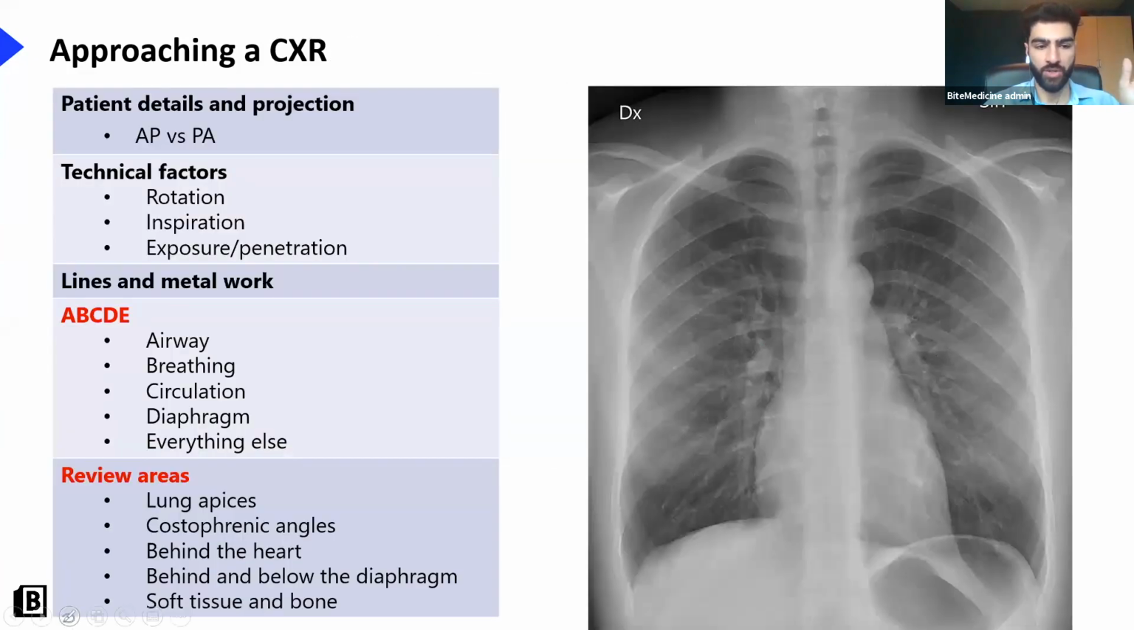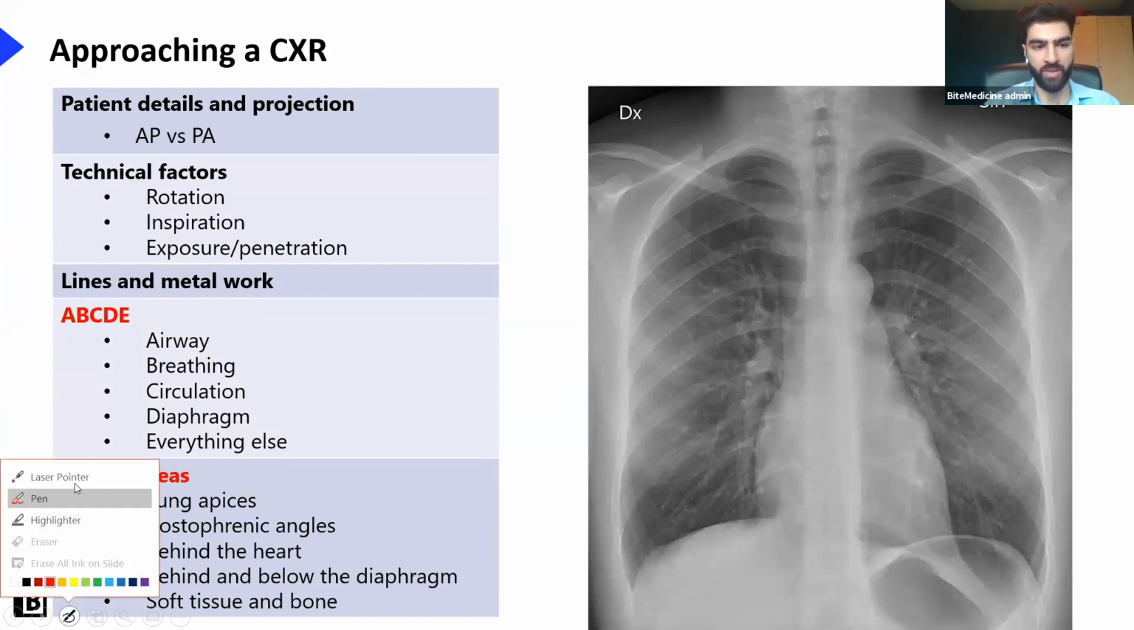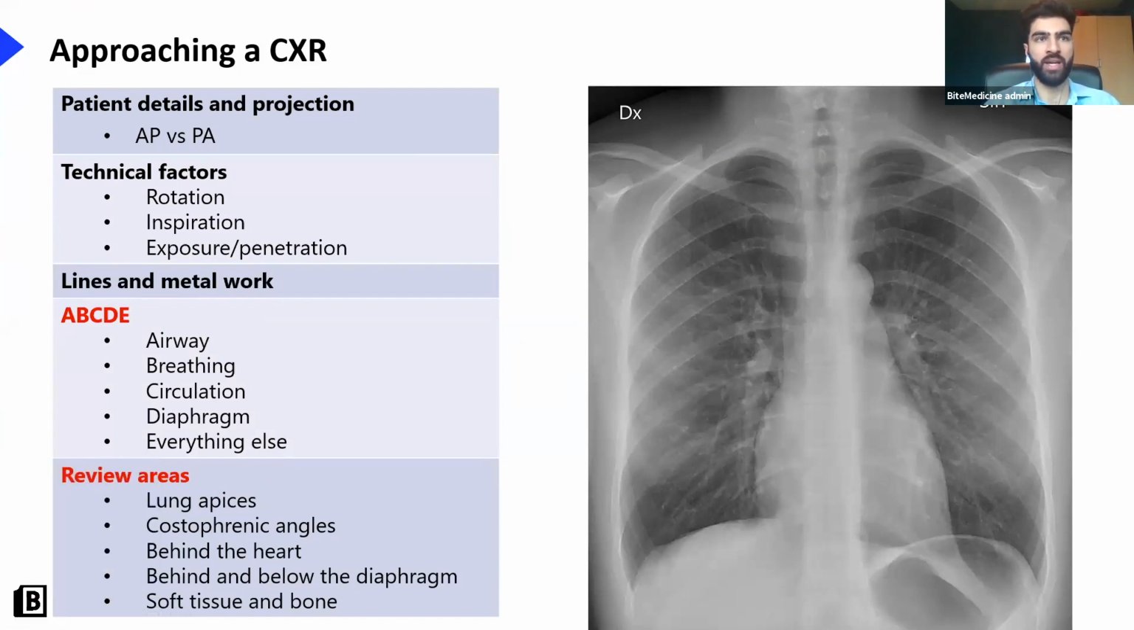Fine. So we've done technical factors, and hopefully you guys are happy with that. If you have any questions, just drop it in the Q&A and I will get to that. Patient details, we always start off with technical factors. Whenever you're looking at a chest X-ray, the first thing you do is you look for lines and metalwork before you even get on to looking at the lungs. Okay, so look for lines and metalwork.